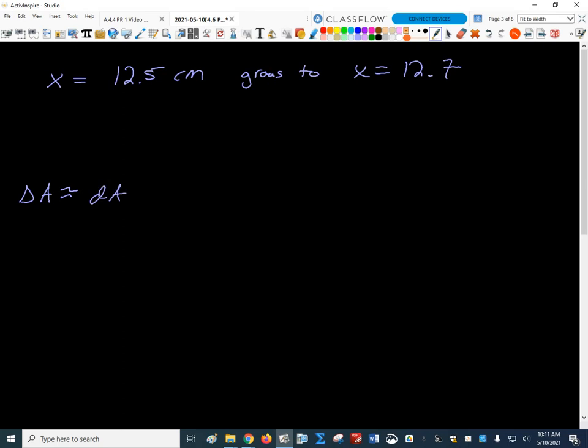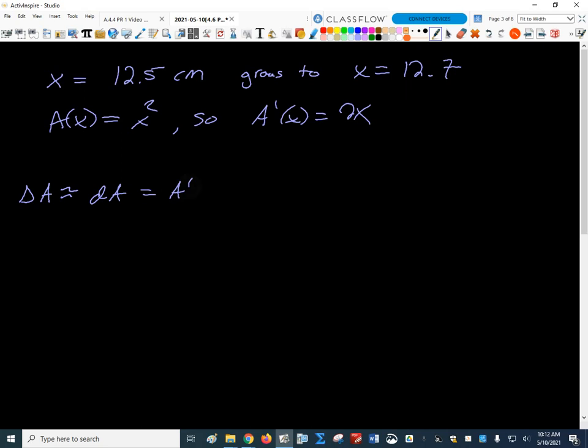What's dA? So the input is x, the output is A. What's the area function A of x? x squared. Okay, so A prime of x is just 2x. Okay. So what's the formula going to be for our differential here? Write the differential down without plugging any numbers in. What would it be?